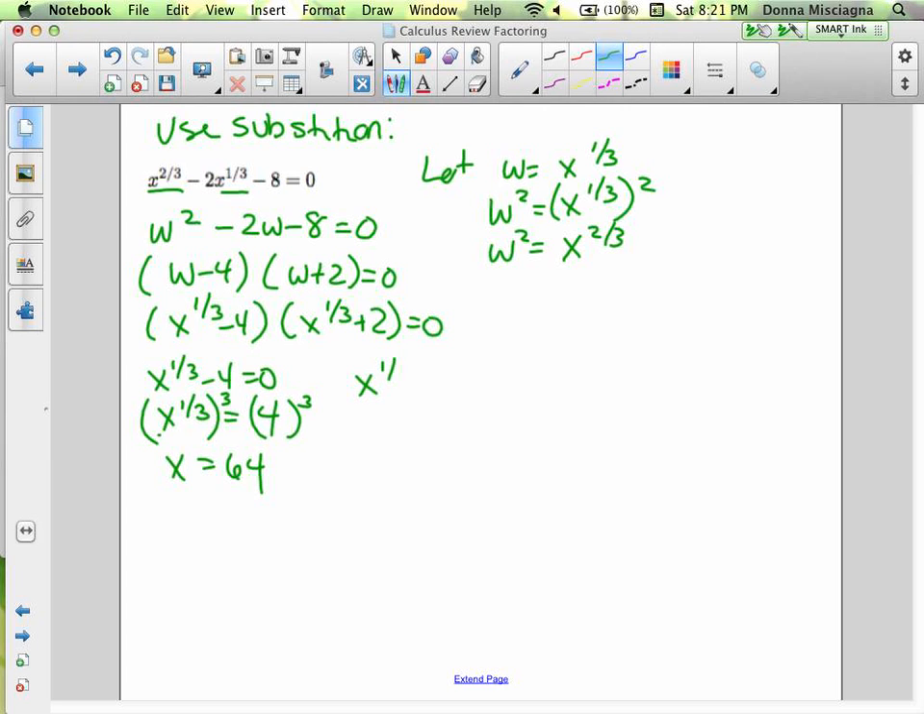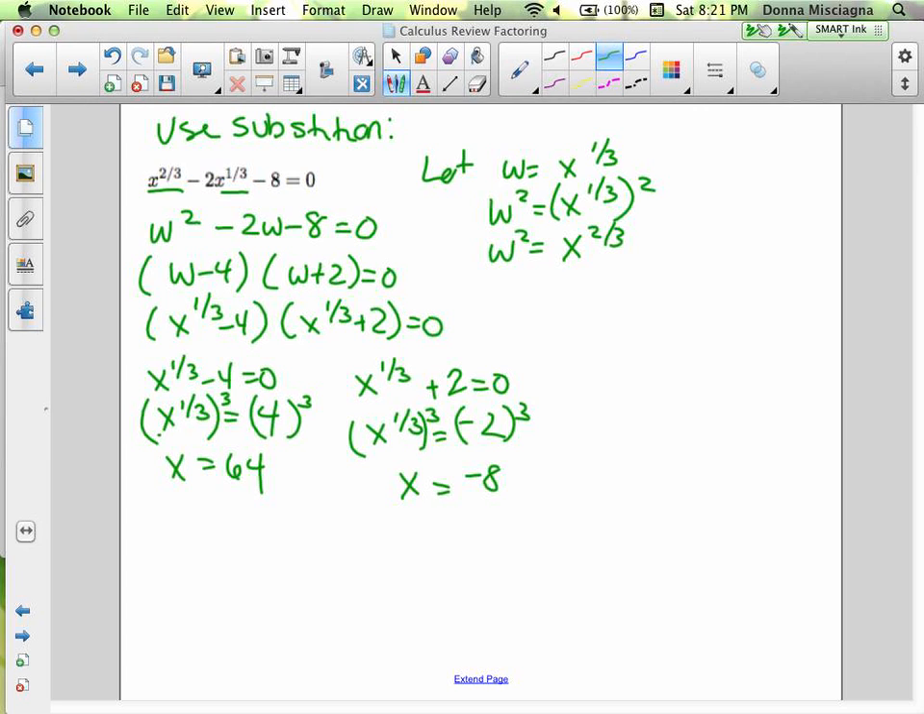And then same thing here. x to the 1/3 plus 2 equals 0. Subtract 2 from both sides. x to the 1/3 equals negative 2. Cube both sides. x equals negative 8. The reason we know it's going to work out is that when you cube a negative number, you get a negative number. It's not like when we raise a negative number to an even power and get a positive, and it makes it seem like a solution when it's not.